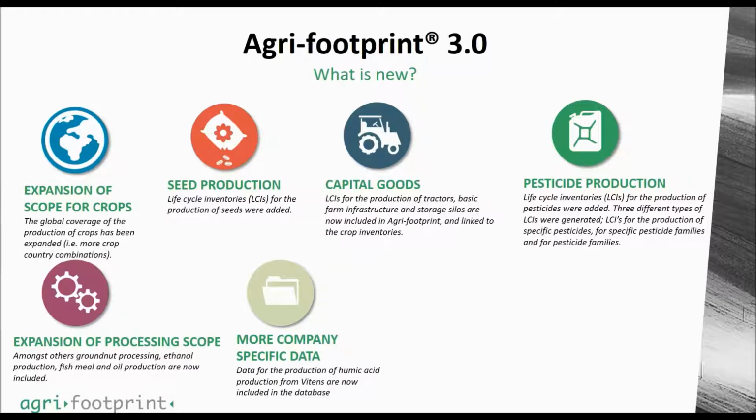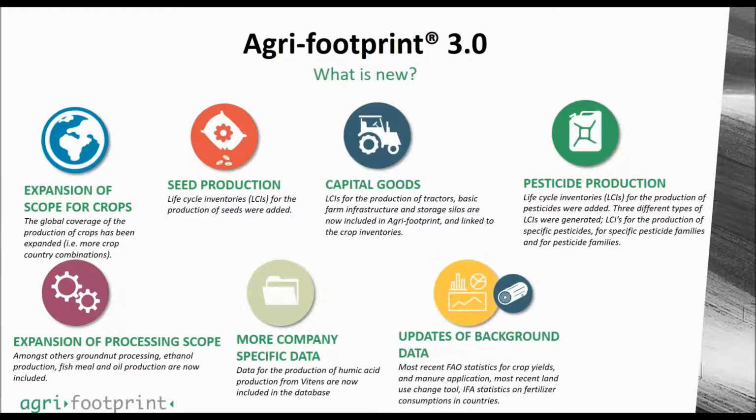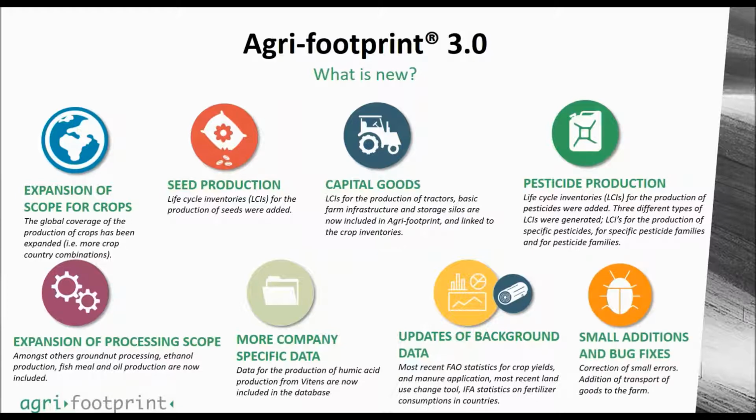In this version, you can also find company-specific data of Vitens for the production of humic acids. And we are also using the most recent FAO statistics for crop yields and manure application, and the most recent land use change tool, as well as statistics on fertilizer consumption per country from the International Fertilizer Association. And finally, we have also worked on the correction of some small errors and bugs and the addition of some minor flows.